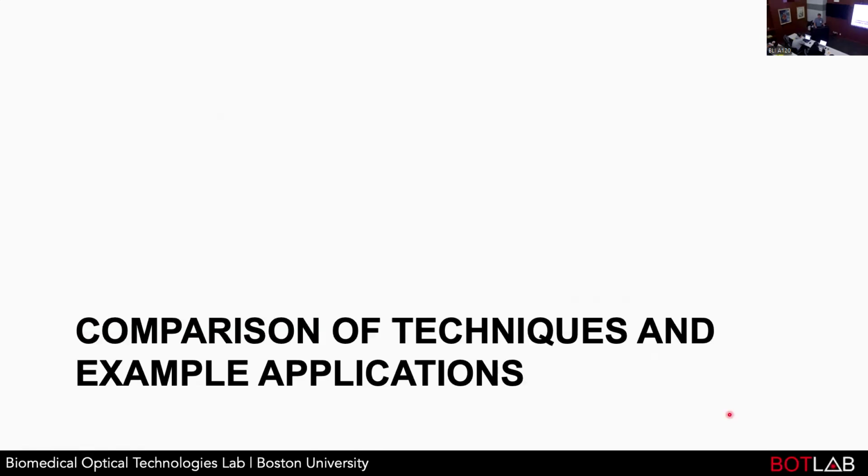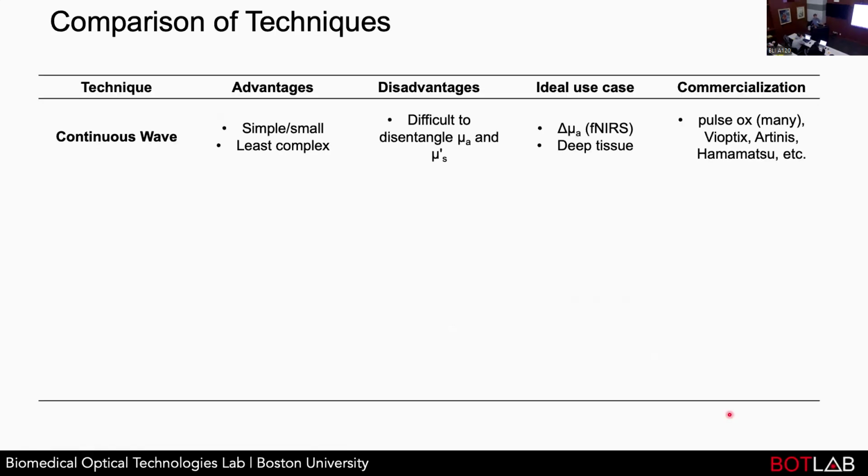So let's finish up here with a comparison and some example applications. I'll show you this table. We talked about continuous wave and spatially resolved measurements, certainly the simplest, least complex of the methods. The disadvantage here is it can be difficult to disentangle mu A and mu S prime. You can do it under certain constraints, and we gave a few examples of them. Ideal use cases are things like fNIRS, where you're trying to look at delta mu A or delta oxy- and deoxyhemoglobin. Pretty good for deep tissue, though, with the caveat that it can be difficult to separate skull from brain.